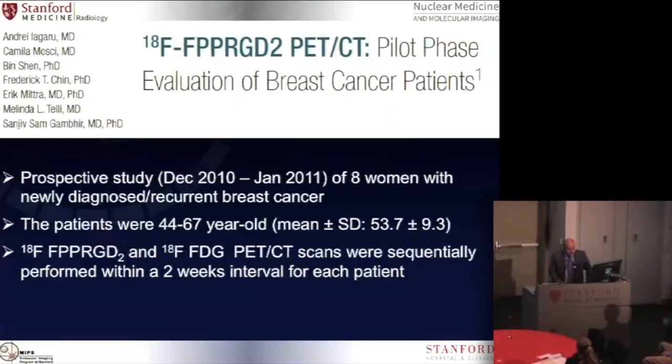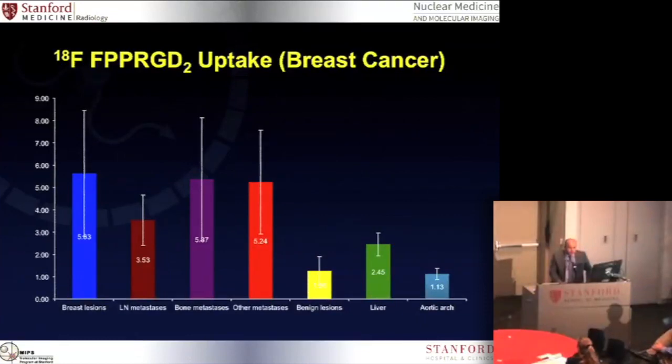So these are results from a first pilot phase study, patients with breast cancer, either newly diagnosed or newly recurrent disease. And what I want to draw your attention to is that the uptake, so the semi-quantitative analysis of what ends up in the tumor, in biopsy-proven lymph node metastasis, in bone metastasis, and in other metastases was much higher than the uptake in benign lesions.